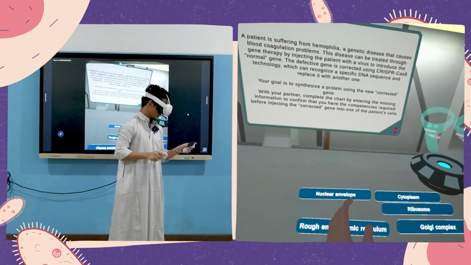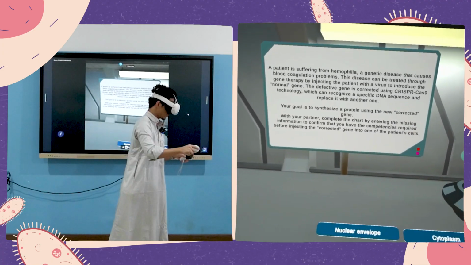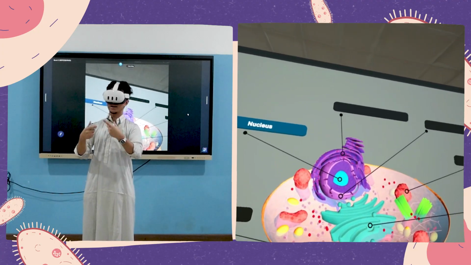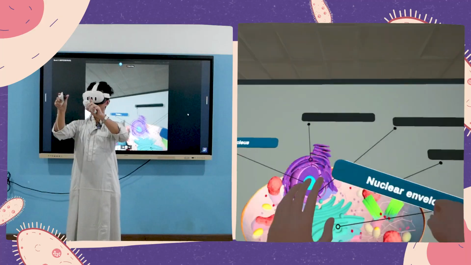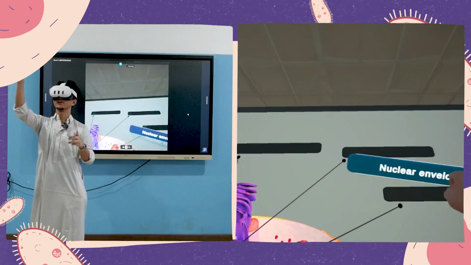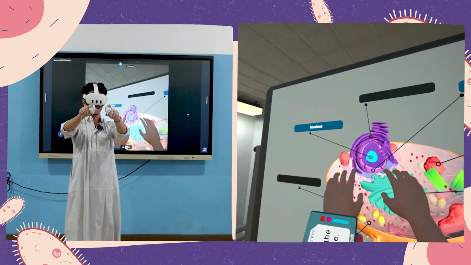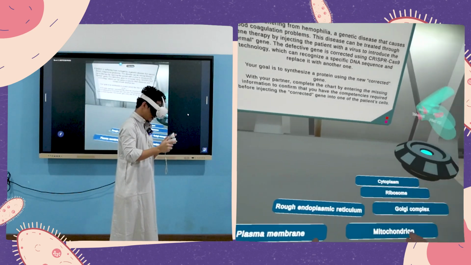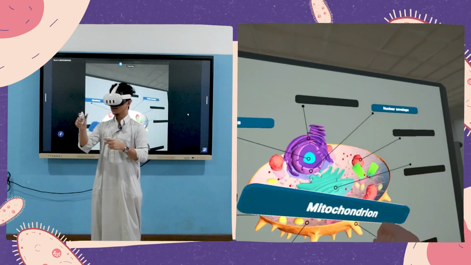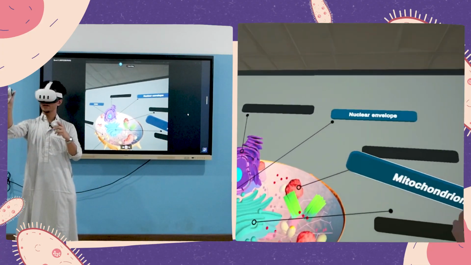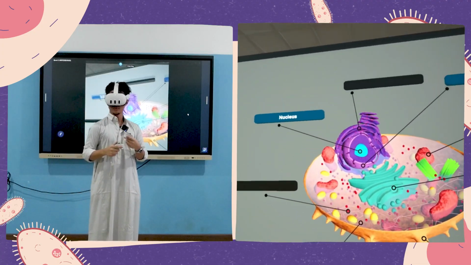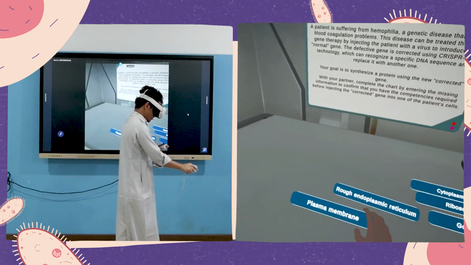Now let's see what else we got. We have also nuclear envelope right here, which acts like something that covers it. So since this is a nuclear envelope, it must cover the nucleus right here. Yes, that's it. Next, I'm gonna go to the mitochondrion. I think it's gonna be right here, since this is like a circle-shaped thing. I don't know what that is, but that's certainly the mitochondrion.